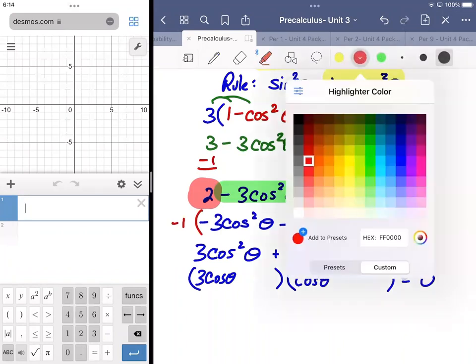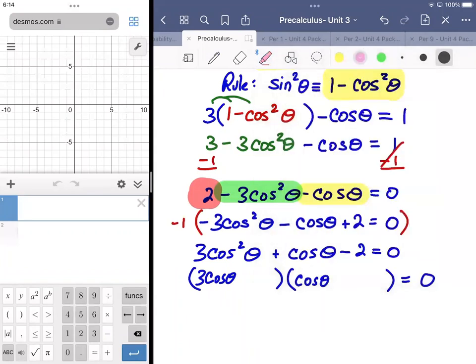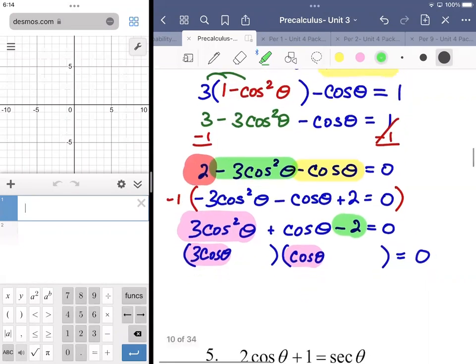Let me use a different color here. We need to get to a product of 3 cosine squared theta. Since 3 is prime, we know it's got to be 3 times 1 to give you the 3, and cosine times cosine would give you a cosine squared. Same idea for the -2. I need to get a product of a -2. So it's got to be 2 and -1, or -1 and +2. It's just a question of placement. So do a little trial and error and see how that plays out.